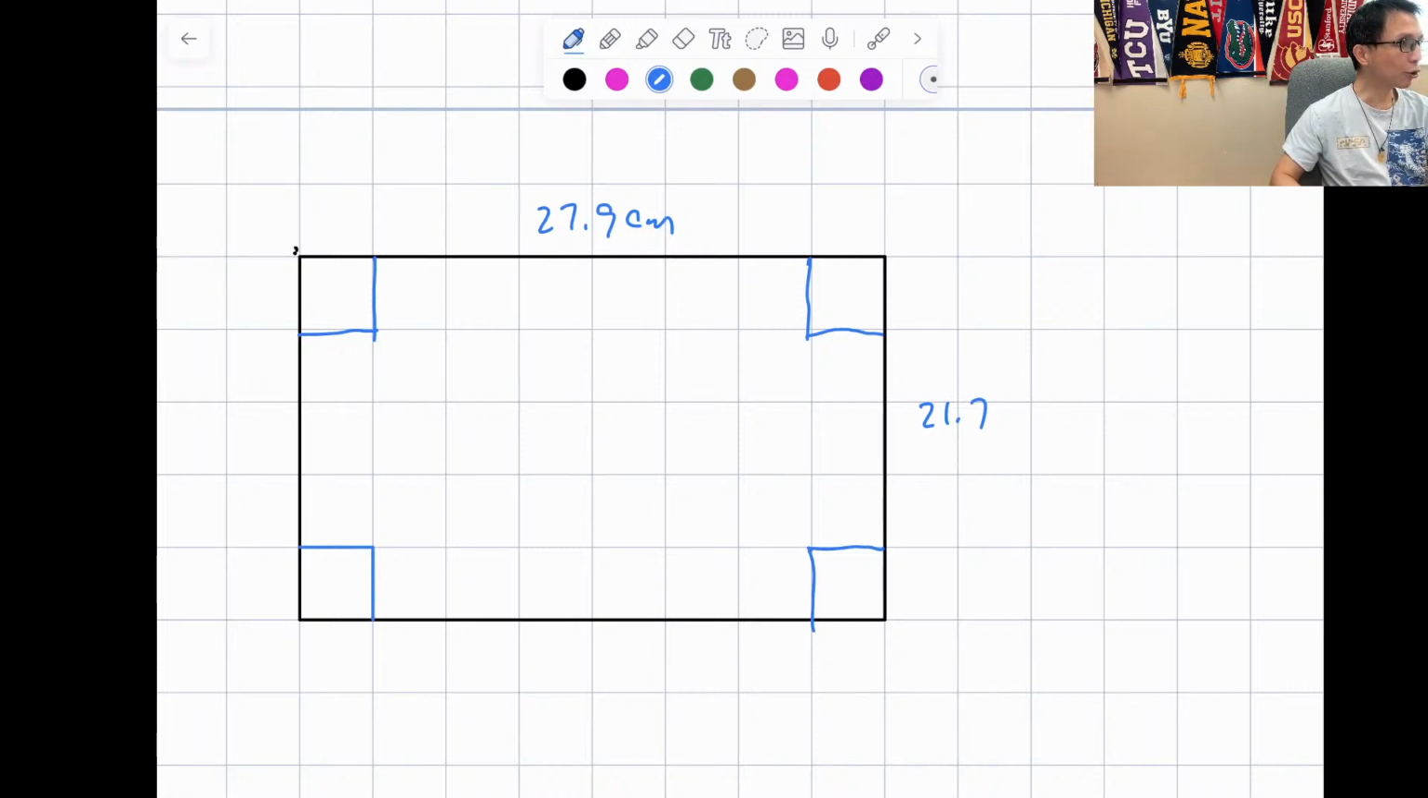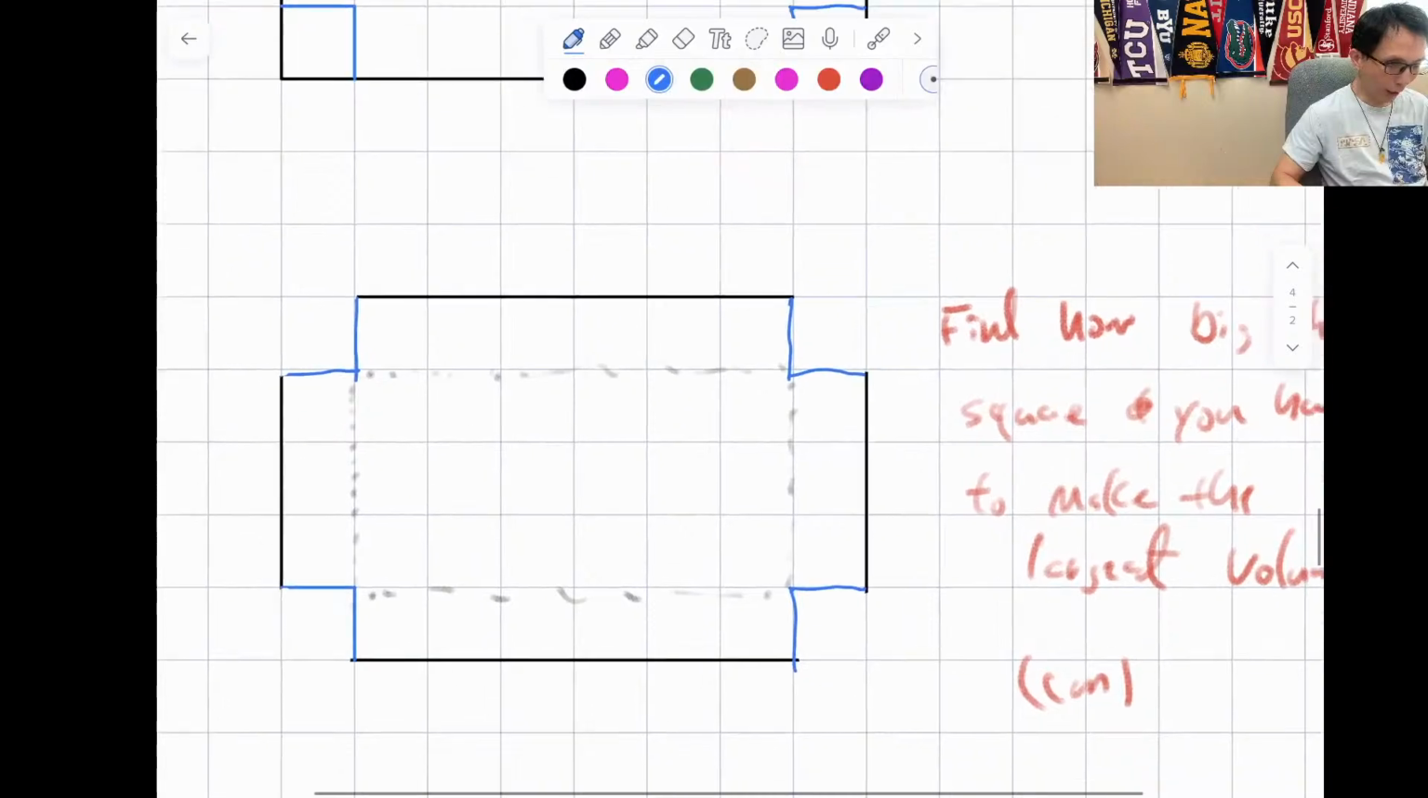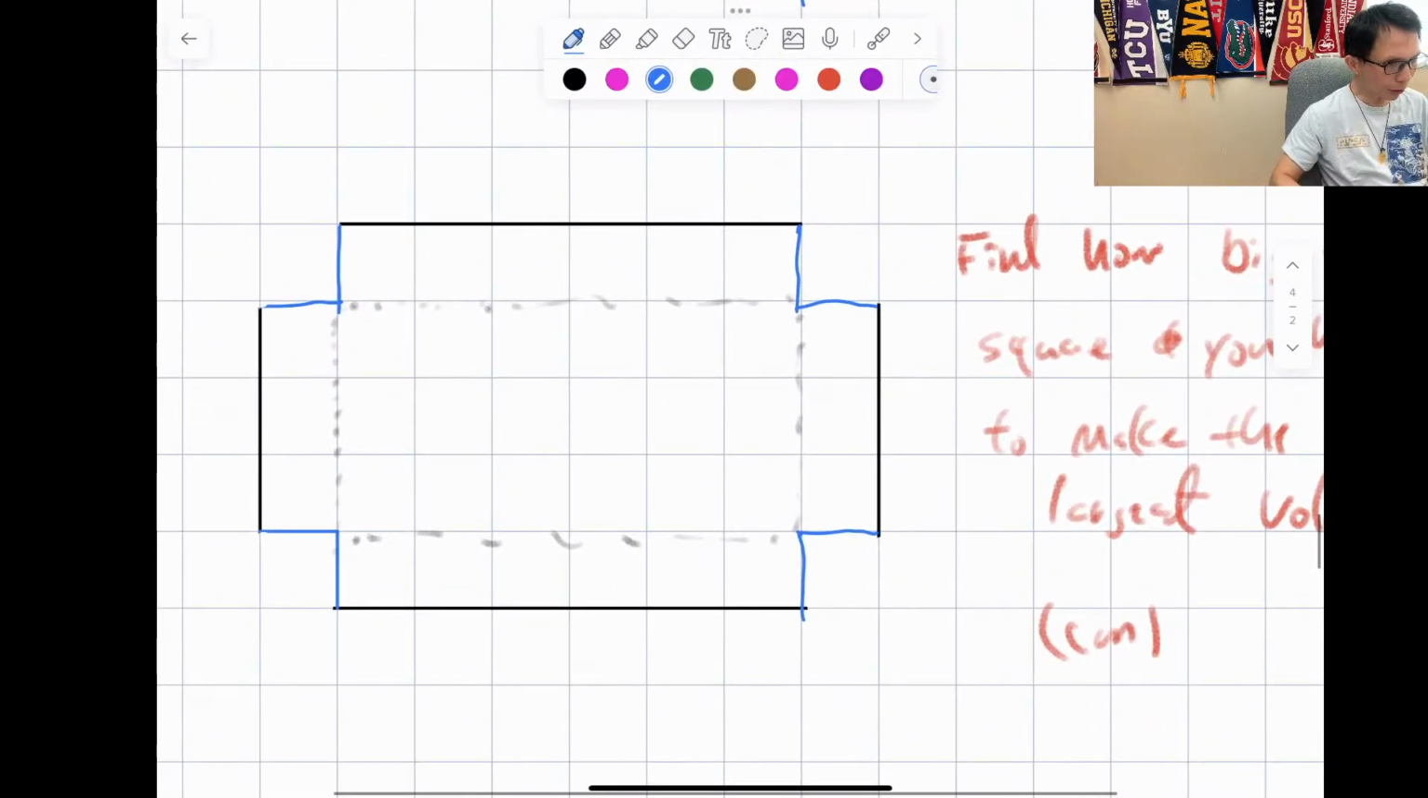All right, so what we're going to do is take this paper and cut out a square corner on each side, and we're trying to form the biggest open top rectangular prism. You cut off each corner; they have to be exactly the same size.